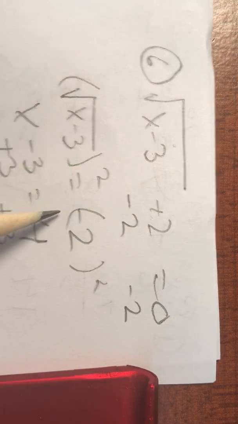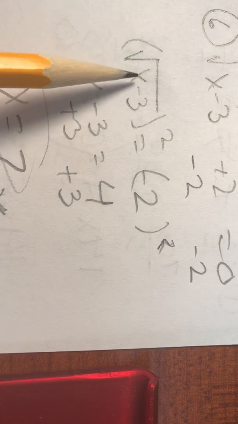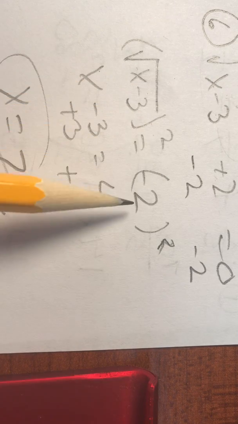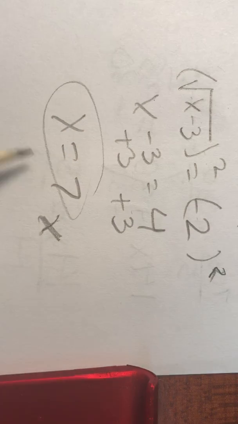And when I do that, I'll get -2 on both sides. Let me fix that real quick so everyone can read that better. Okay. And then the inverse of taking the square root of something is squaring it. And when I do that, that -2 goes away, and I get 4. I add 3 to both sides, get x equals 7.